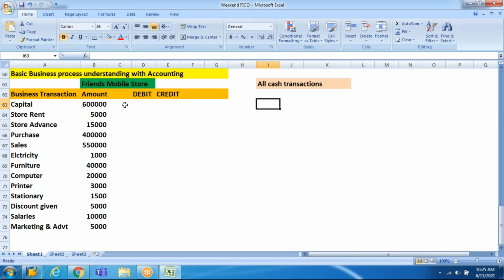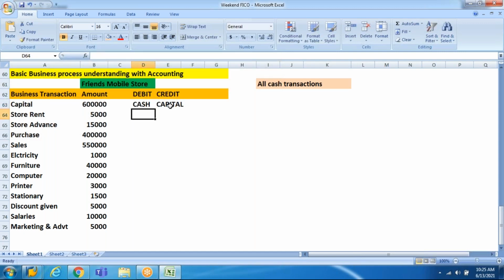Okay, now the first one, capital. If you start your business with capital or invest capital in your business, what will be the accounting impact? What will be debited? What will be credited? Cash will be debited. So debit will be cash, and capital will be credited.